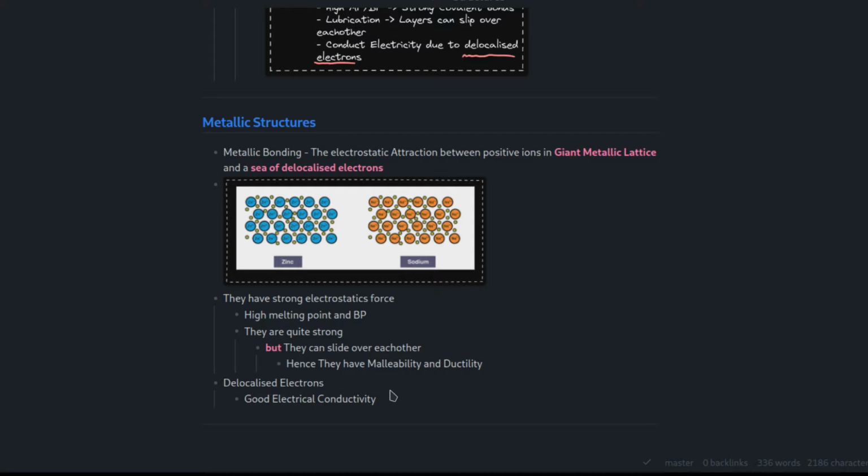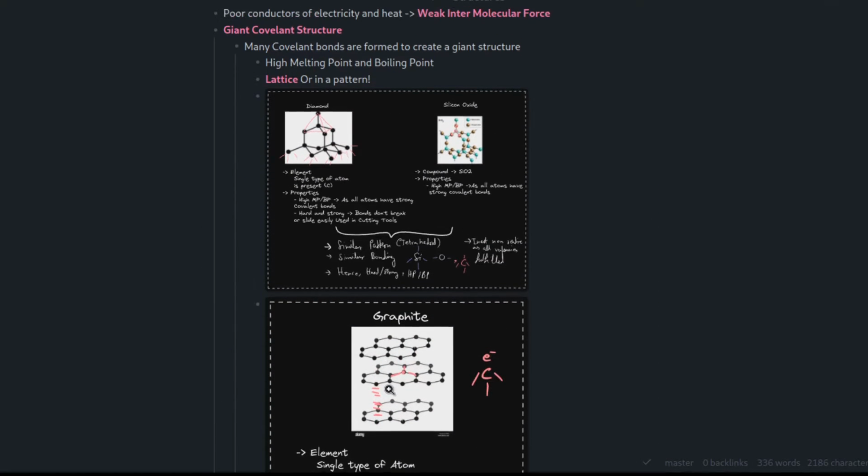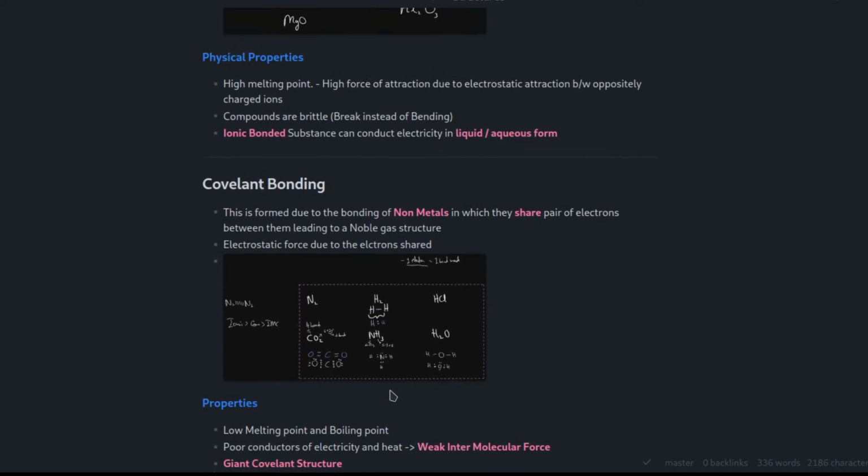So this is the final understanding that you are required to get from atomic structure.